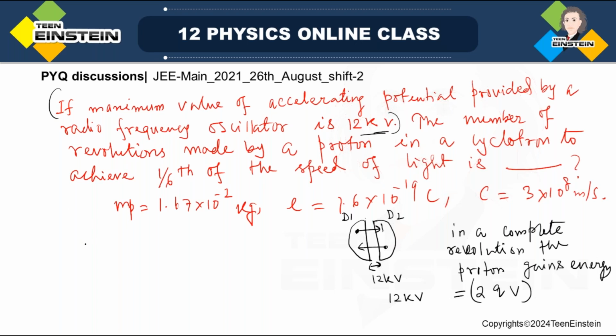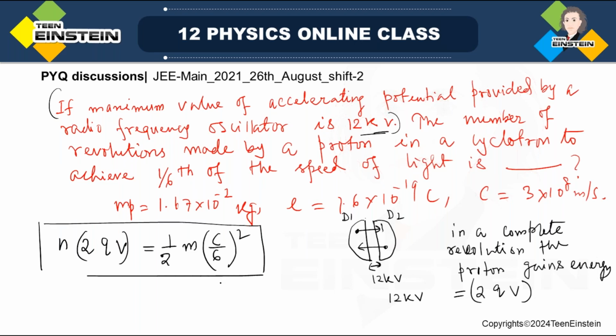Now I have to make this energy equal to what? This is for one revolution. Let me take n revolutions. n into this much energy will be equal to the kinetic energy of the proton, half m v square. That means c by 6 whole square. Half m v square, that is, v is 1/6 of c. So this is the concept here.